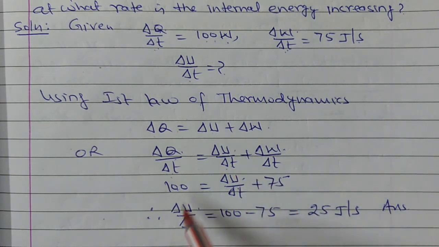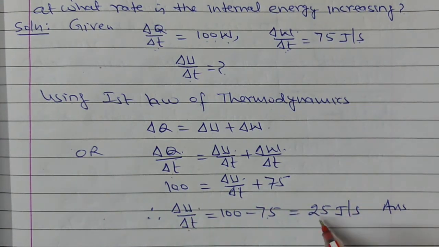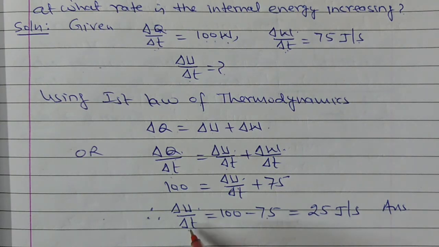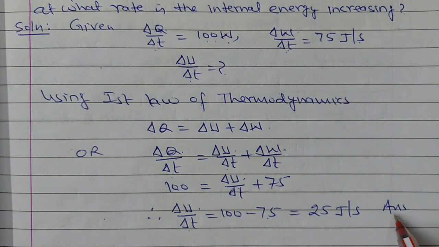देन on solving, this delta U upon delta T is equal to 100 minus 75 and this is 25 joule per second. So this is the rate at which the internal energy is increasing. So this is the answer.